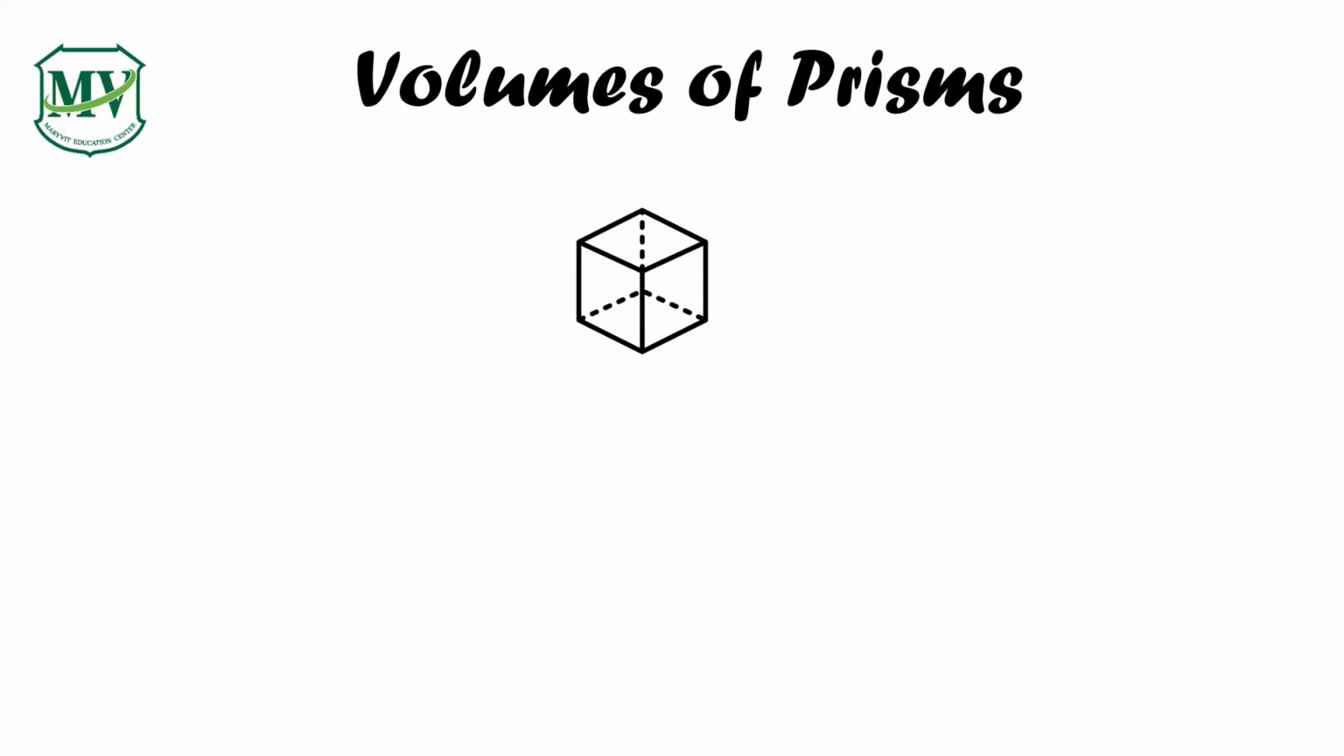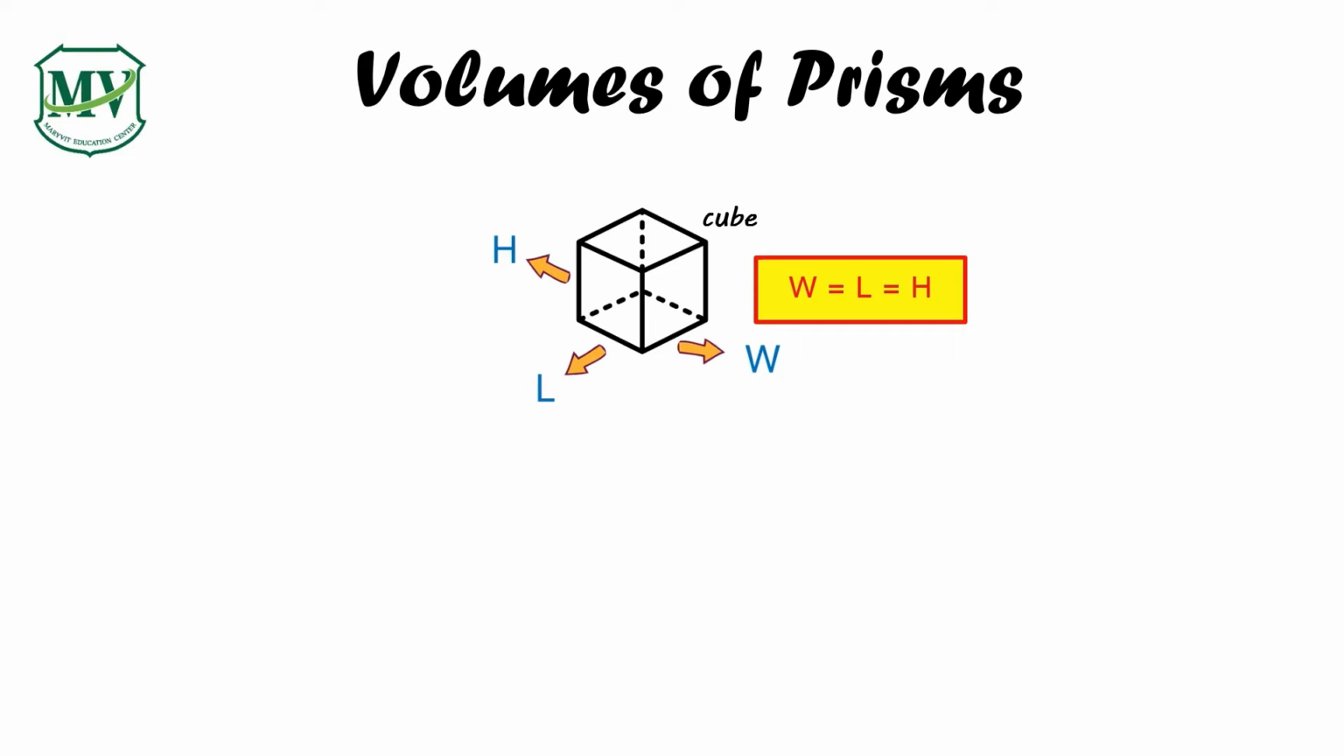For example, we have here a cube. A cube has a height, a length, and a width, and they are all equal since a cube has equal sides. To find the volume of a cube, we use the formula V is equal to L raised to the power of 3.